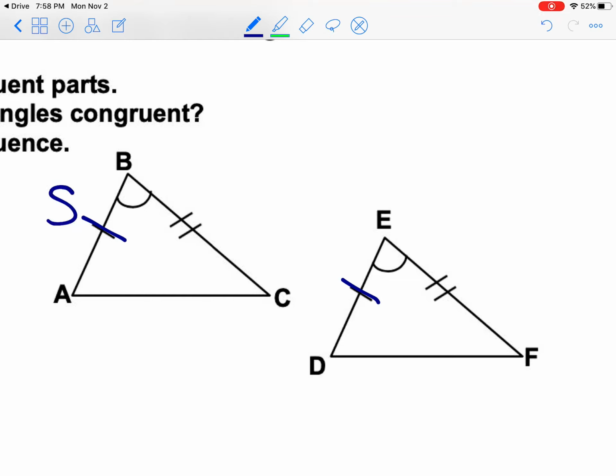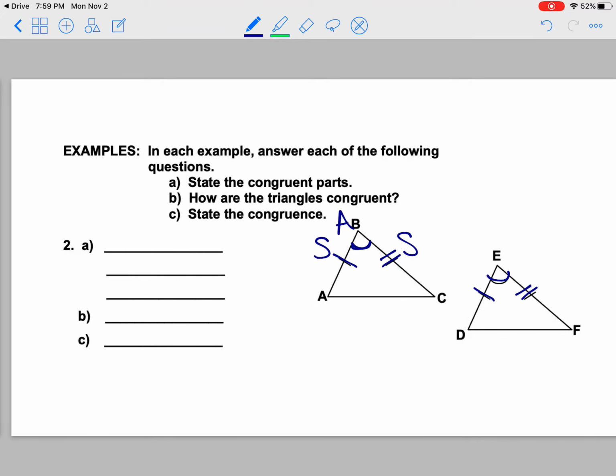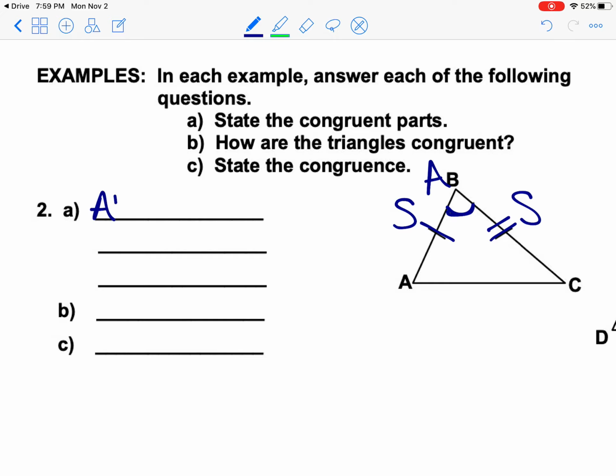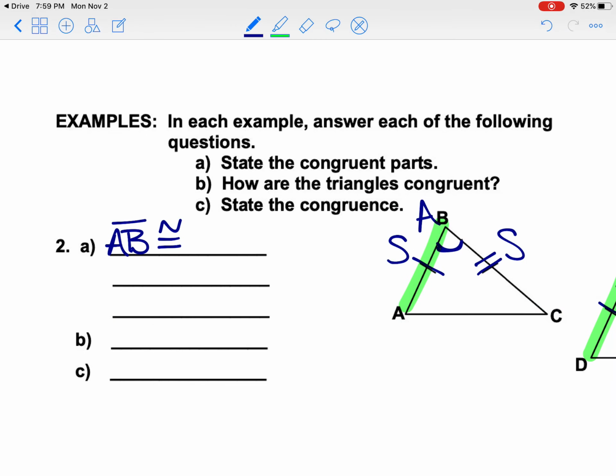I see here one tick here and one tick here, so that's side. Then I see an angle marking here at B and E, so that would be angle. And then I see another set of tick marks here, and so that would be a side. So we can see this is side, angle, side, SAS. So we need to represent all those parts. The first side that we marked congruent was AB, and it corresponded to who on the other side? We can see the other triangle here has one tick here, and so it corresponds to DE.